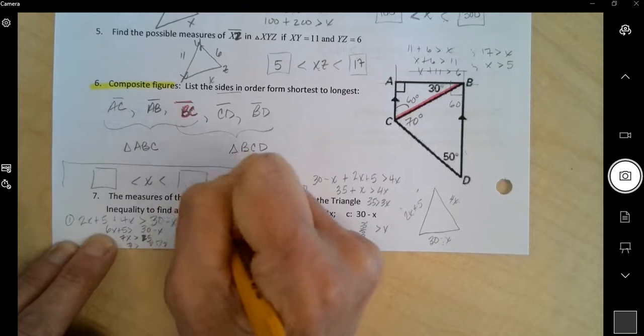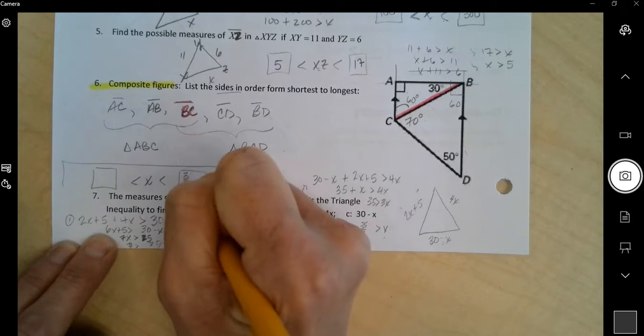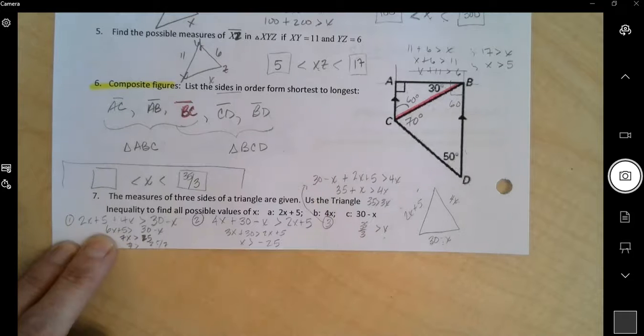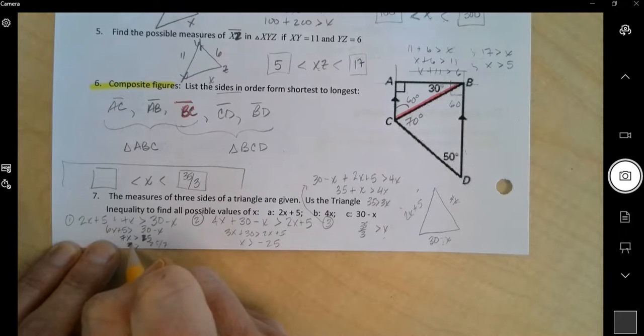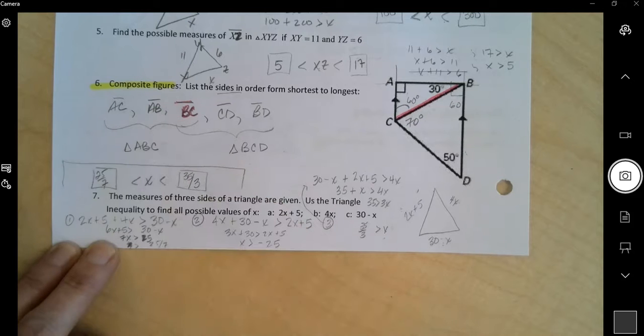So I'll go ahead and write my values here. X has to be smaller than 35 divided by 3. And X has to be bigger than 25 divided by 7. They're not the prettiest numbers, but they're still numbers.